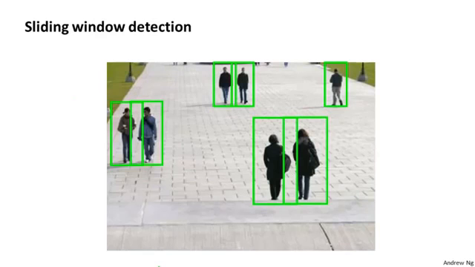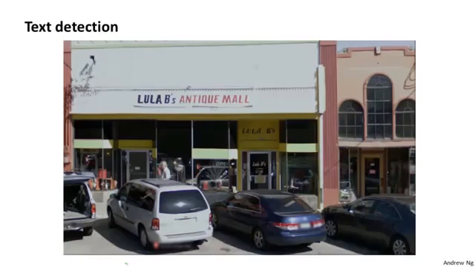So that's how you train a supervised learning classifier and then use a sliding windows classifier or sliding windows detector in order to find pedestrians in an image. Let's now return to the text detection example and talk about that stage in our photo OCR pipeline, where our goal is to find the text regions in the image.